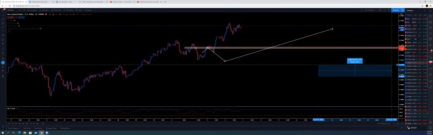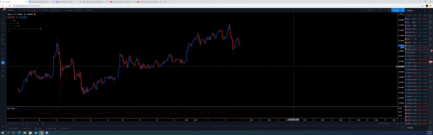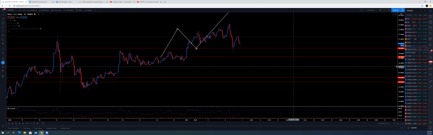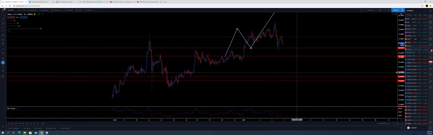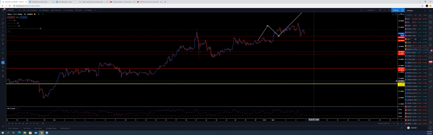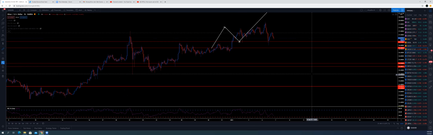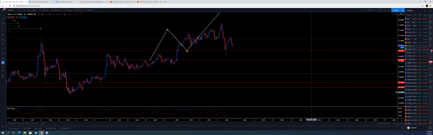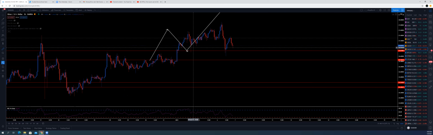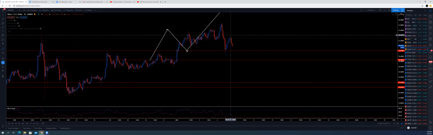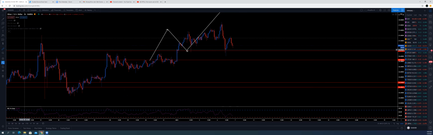Moving on to what would be next? Silver. Same markup from Monday night. You can see we got the break and the retest. Golden opportunities to make money off of silver. Golden opportunities.